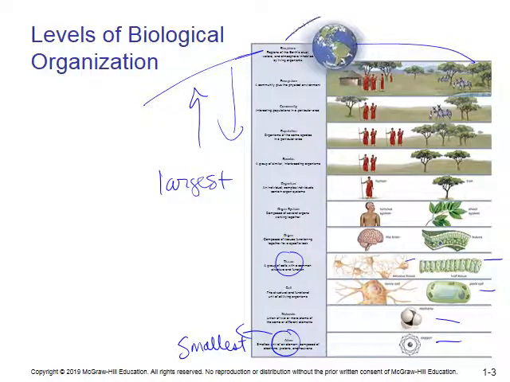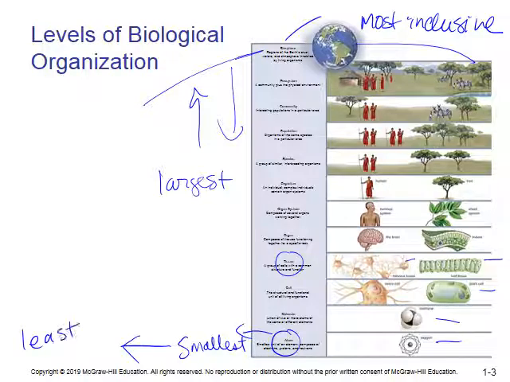So biosphere includes everything below it, so it is the most inclusive. And then down here we have an atom, which is the smallest, and so that is least inclusive. That's very specific. The other thing to notice is that as you go up, it includes everything below it.